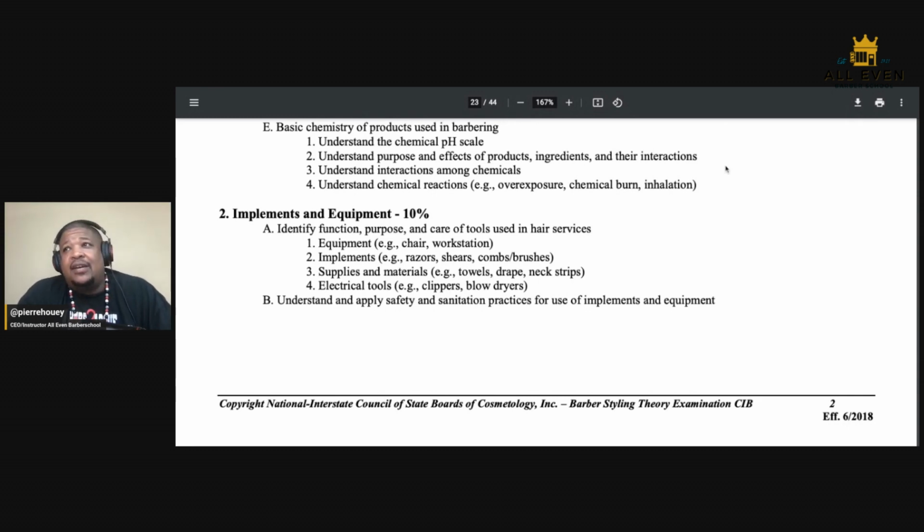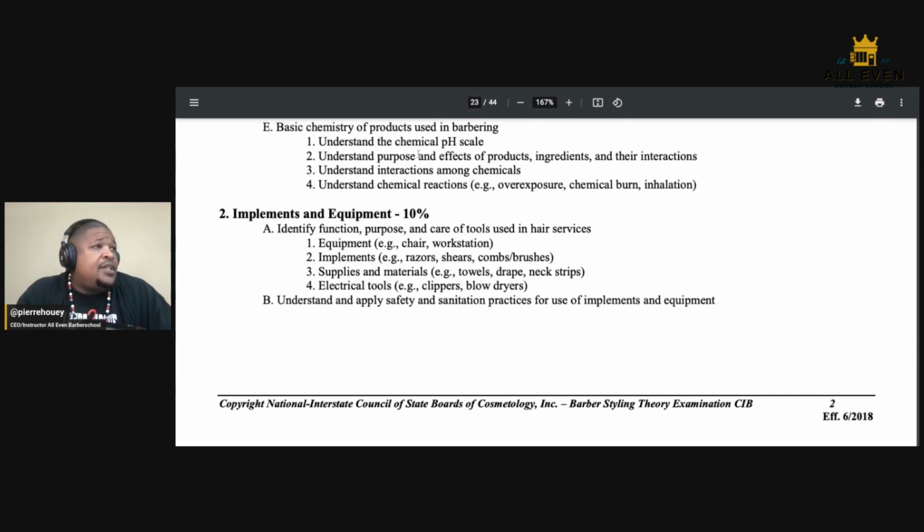This is the second one where people have a lot of problems within the scientific concepts domain. Okay. 1, understand the chemical pH scale. We did that last week. We can do it again if we need to. Y'all let me know. Let me know in the comments.